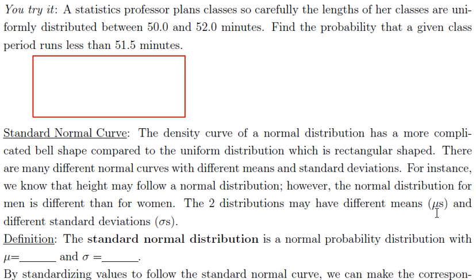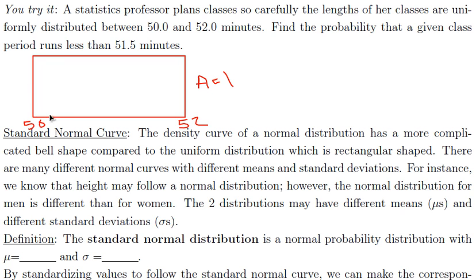Okay, so what I want to do for all my problems that I work out like this is draw a picture. And I know that the classes go from 50 to 52. So down here would be 50. Up here would be 52. And I know that the area is equal to 1 for this rectangle.